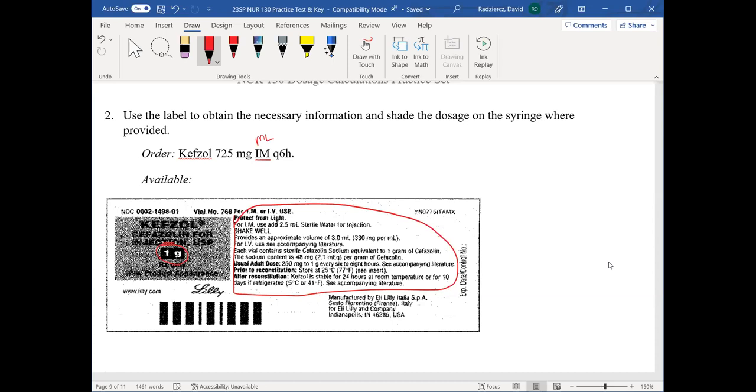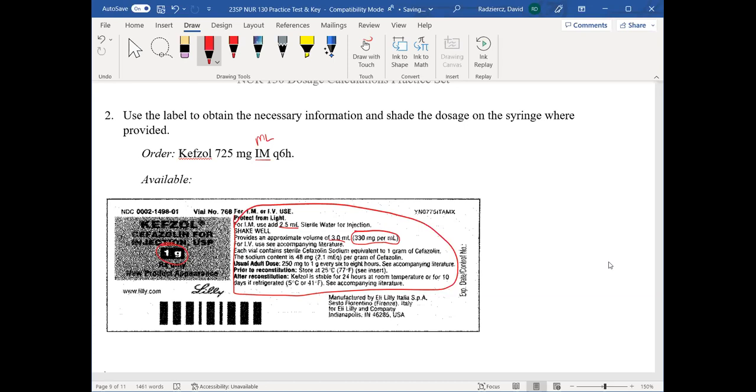It tells you that for intramuscular use, which is what we're doing, you add 2.5 milliliters of sterile water to the dry powder in the bottle. You shake it up, and that gives you a total volume of 3 milliliters. Then the magical thing we're looking for is that it also tells you the concentration. The concentration for this 1 gram Kefzol is 330 milligrams per milliliter.